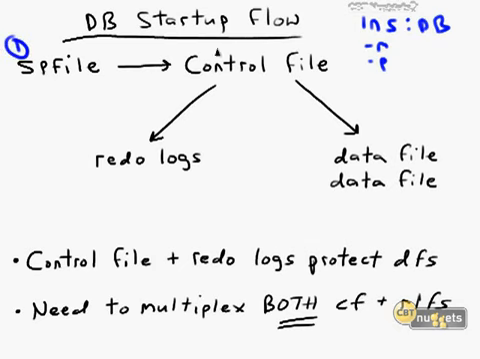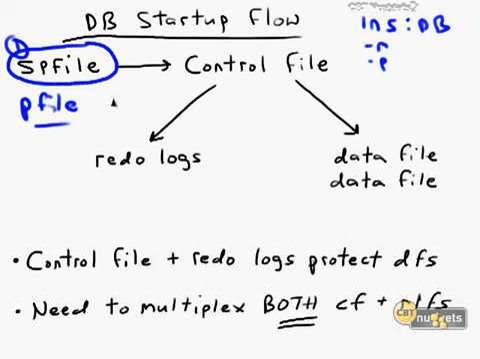In step one of the startup process, Oracle needs to find an initialization parameter file. Now, there's two varieties of initialization parameter file. There's the SP file, or the server parameter file, and then the old school P file. We're going to talk about the parameter files in greater detail later in this nugget, but for now, let me say that your best practice is to always make sure that the Oracle database is starting using SP file.